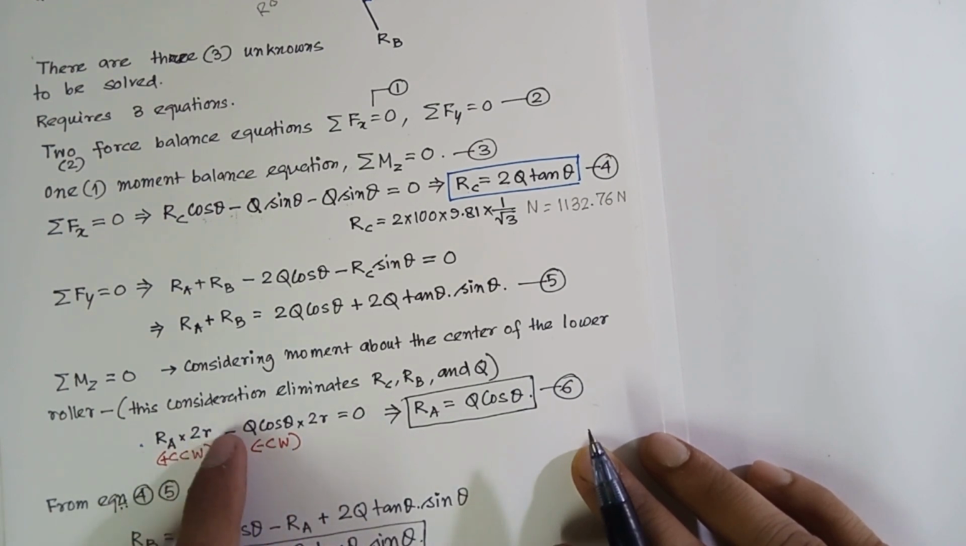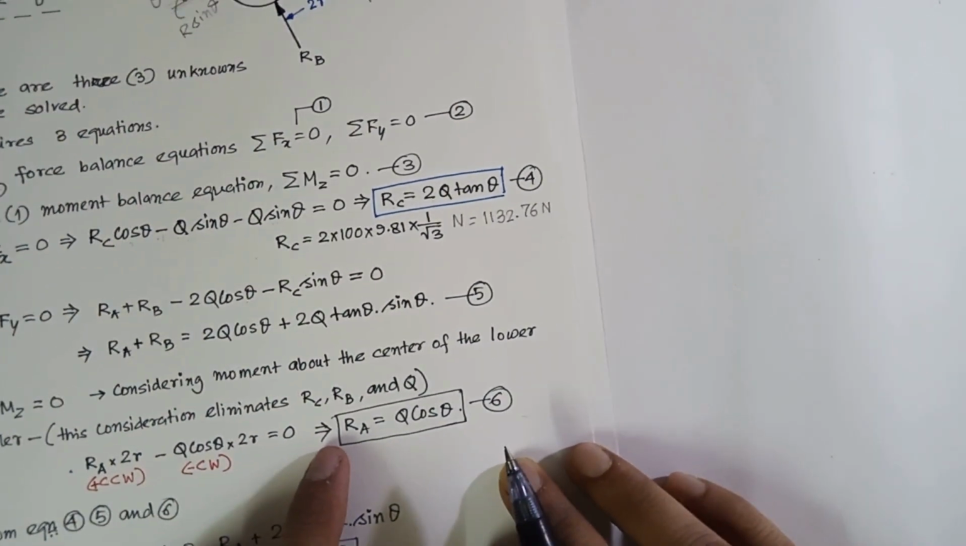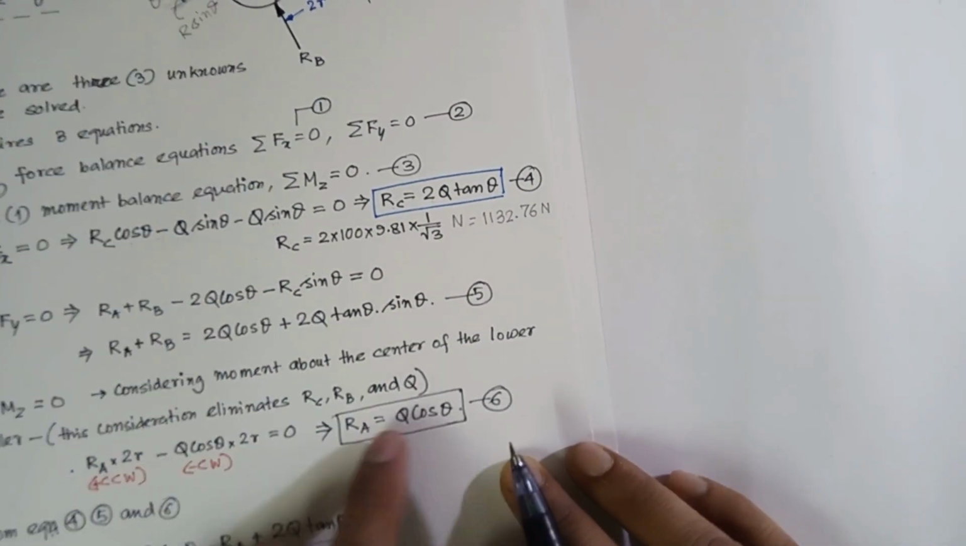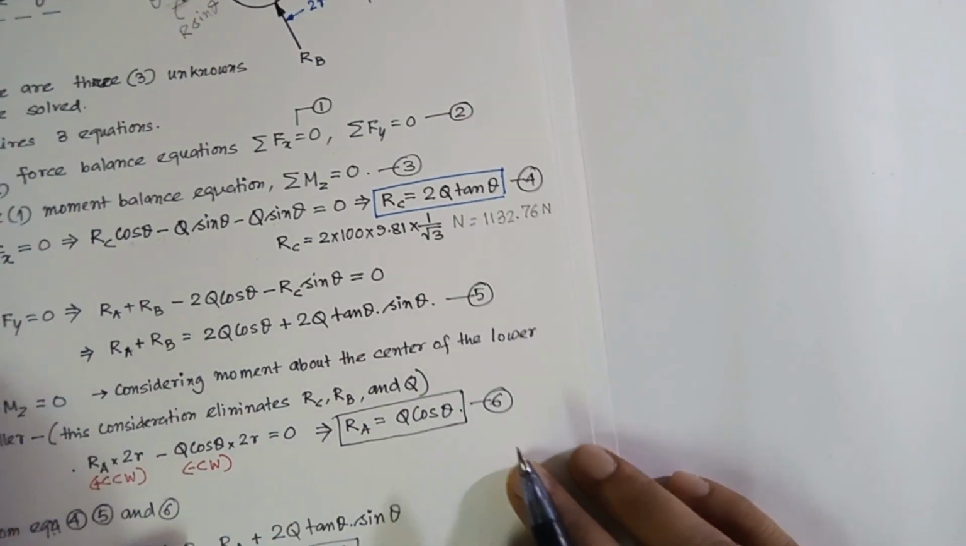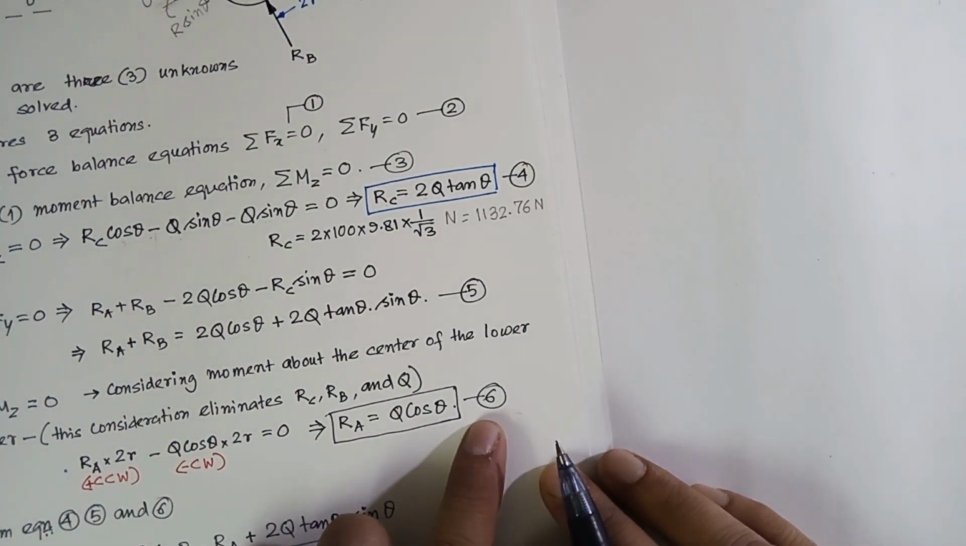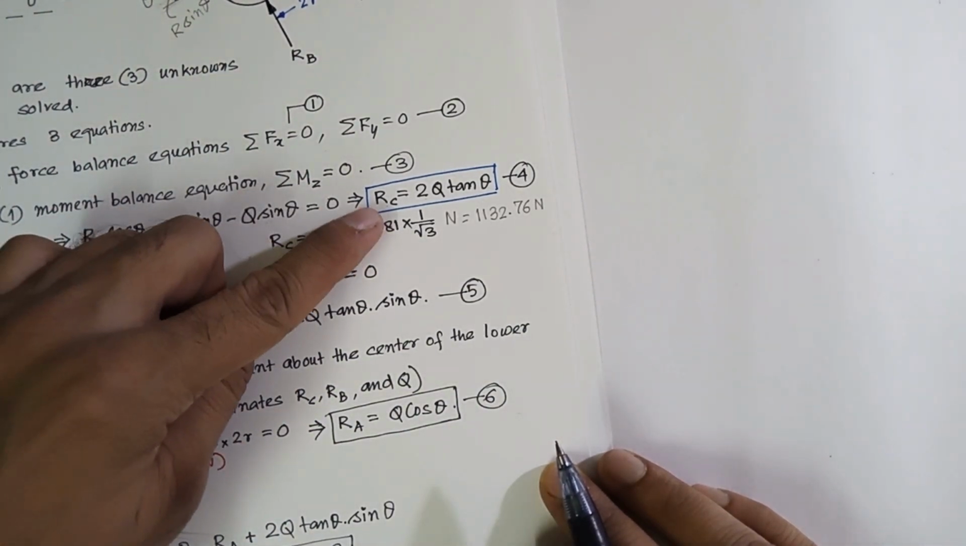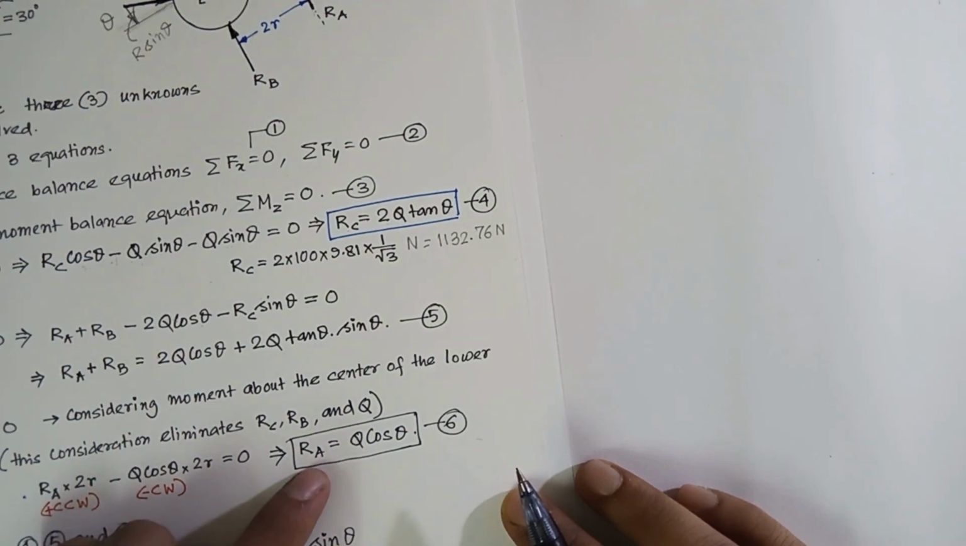So sum means, because I have taken negative, that is why it is sum we have to consider. Therefore RA is equal to Q cos theta, because 2R will cancel. So that is equation 6. Now we have already solved RC, we have already solved RA.